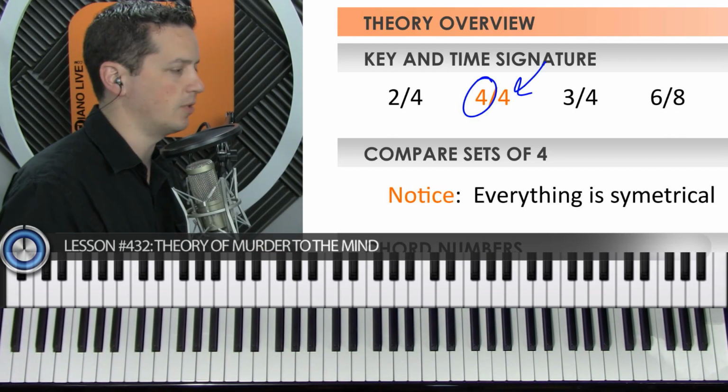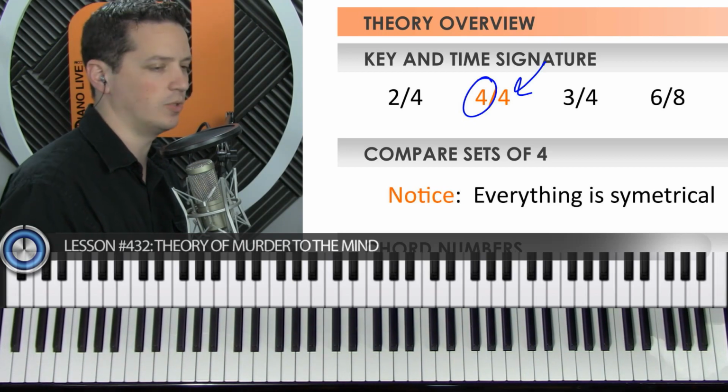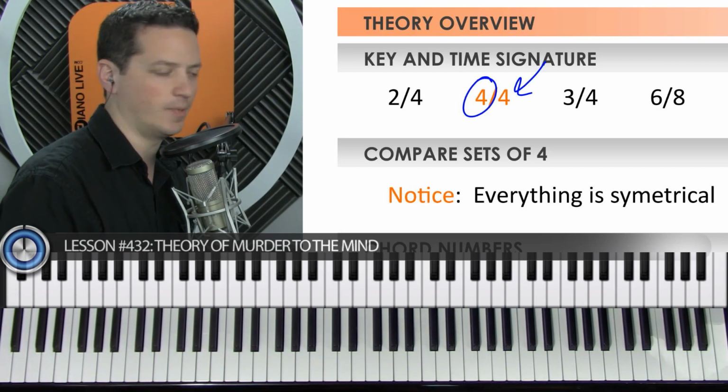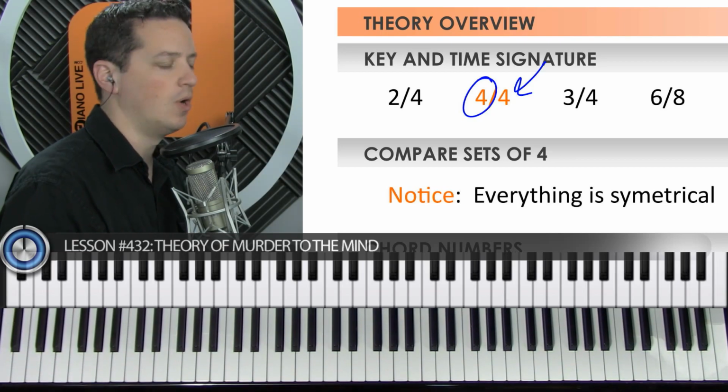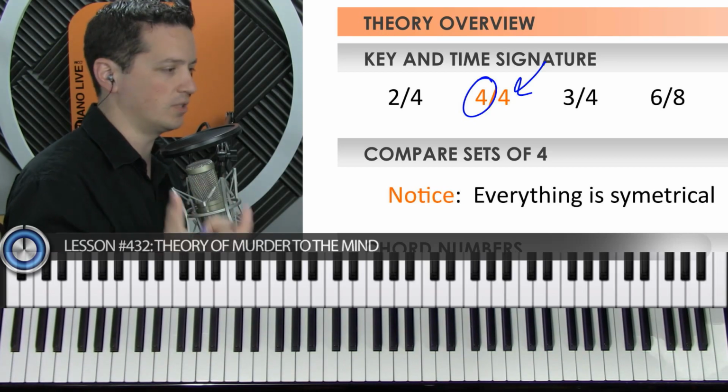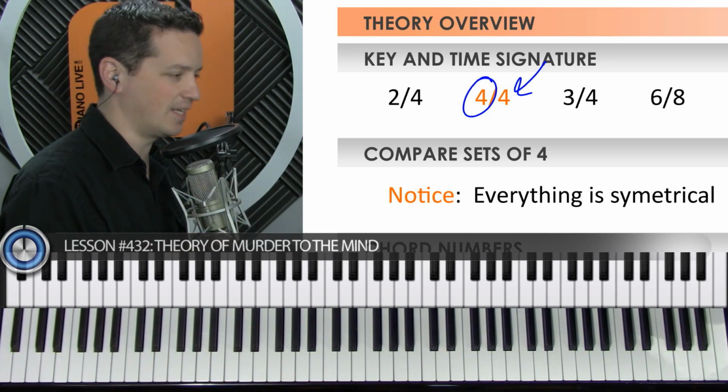So in this case, the 4 is on the bottom, so you'd be counting with quarter notes. That doesn't really matter nearly as much as the top number. The top number is going to tell you how the song feels, whether it feels in sets of 2, in sets of 4, in sets of 3, in sets of 6, etc.